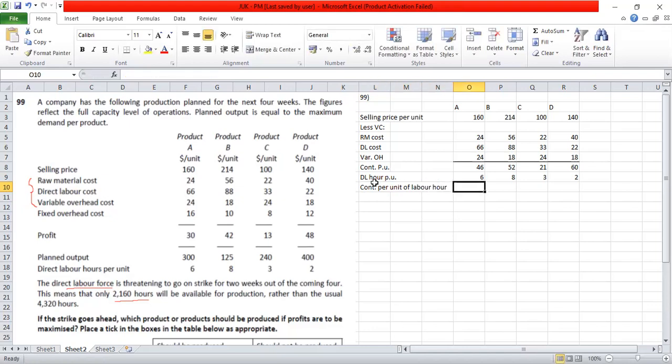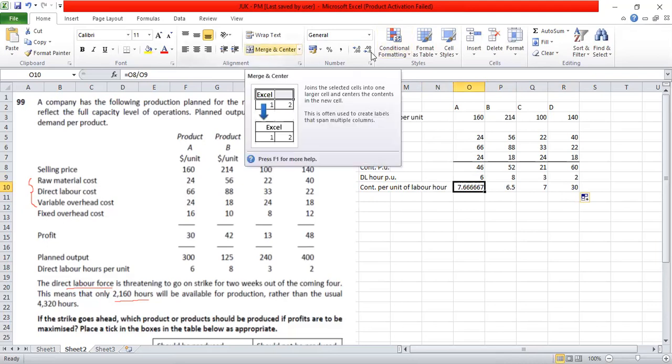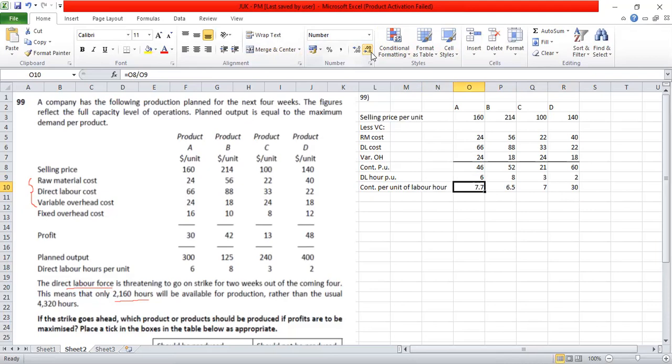So per labor hour. For every single labor hour, how much contribution is available? The total contribution of 46 is available for 6 hours. For 1 hour, how much is that? So 46 divided by 6 gives us the contribution available for every direct labor hour used. That is what has to be calculated.